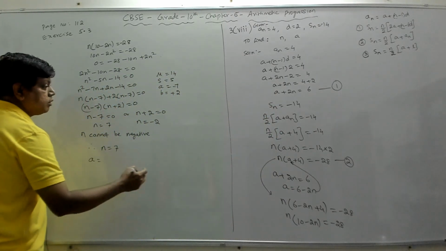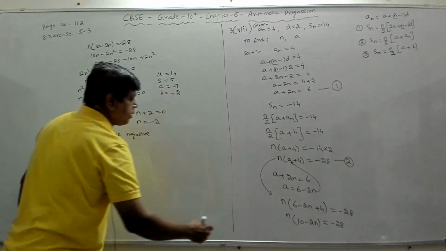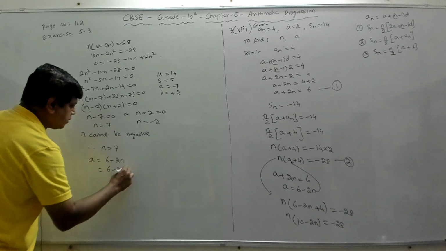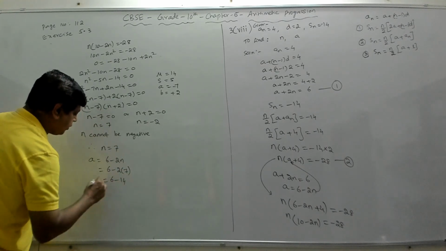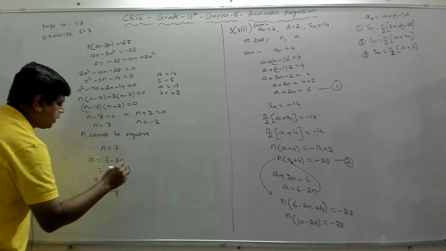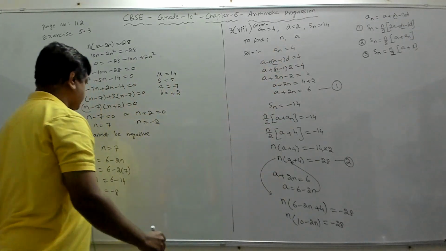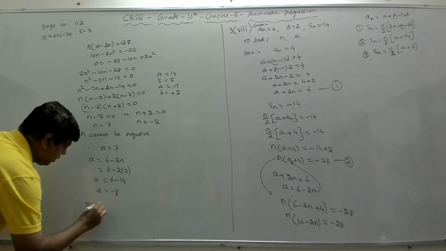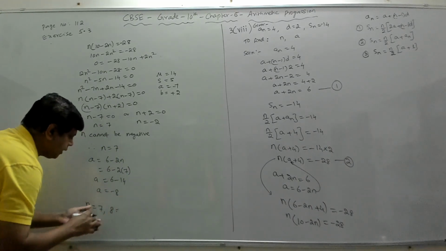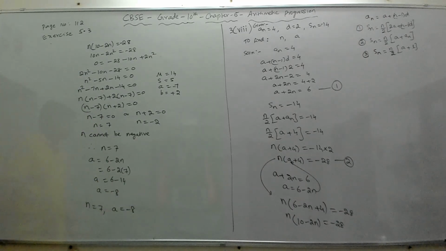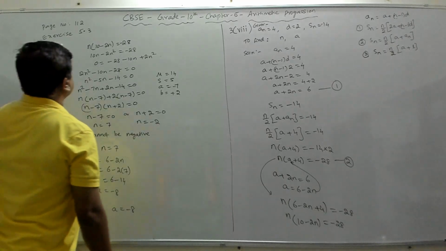a is equal to 6 minus 2n. So which means 6 minus 2 into 7. So that is 6 minus 14. That is your a. Your a becomes minus 8. So we have found n as well as a. So our n is 7, n equal to 7, and a equal to minus 8. Right? So all of you can pause the video and take the notes. I'm going to erase this side. Okay.